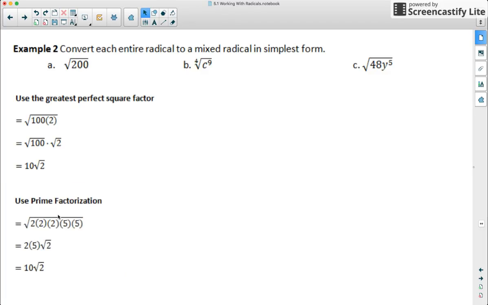Our second option is to use prime factorization. You write down all the prime factors of 200, and then because it's a square root, that means that we're going to be removing groups of 2 to the outside. So we have 2 groups of 2. So we'll move out 1, 2.